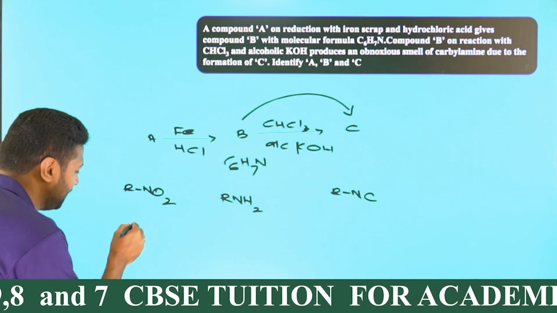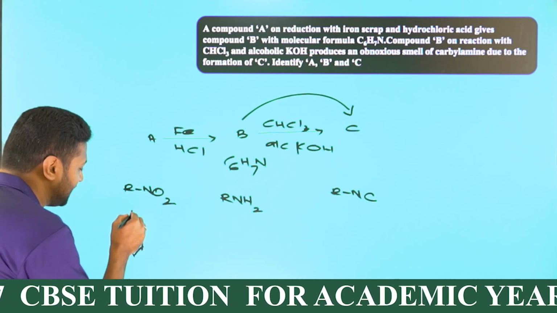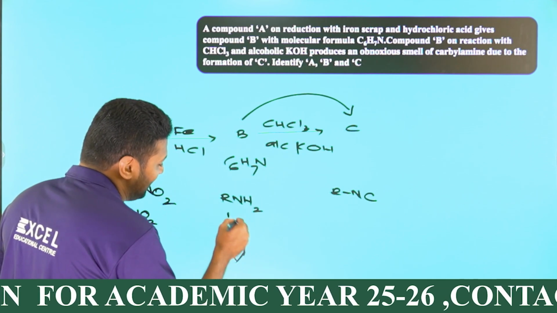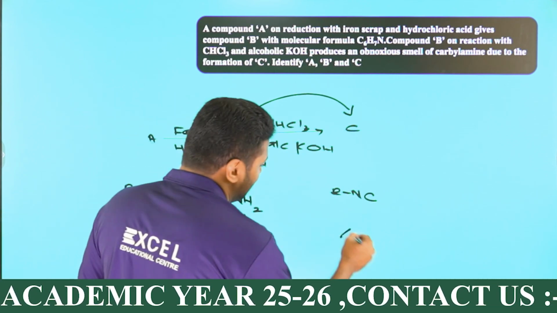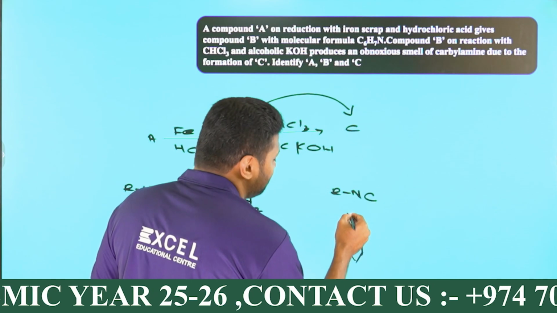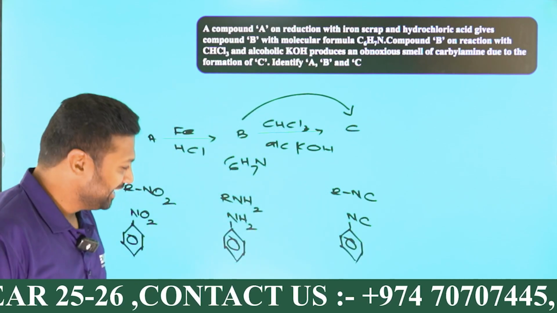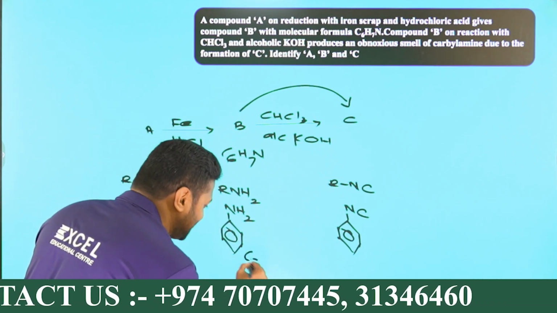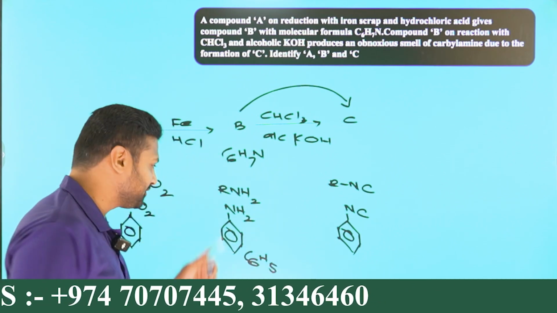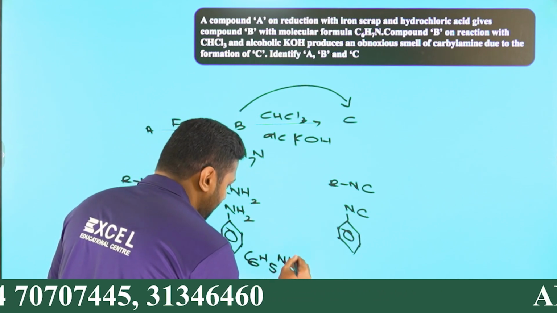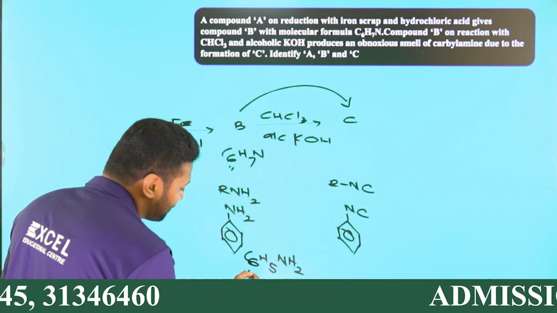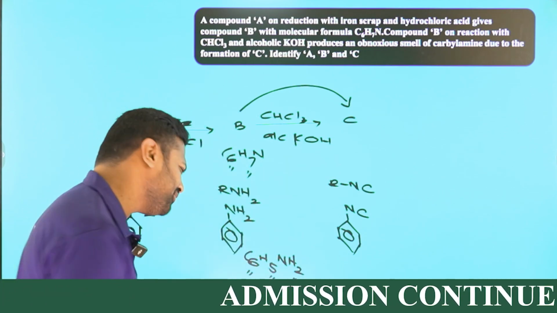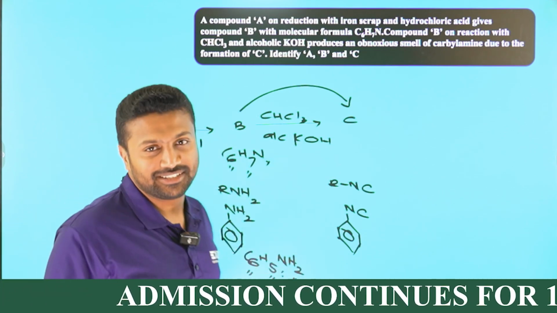So benzene ring with NO2 is called nitrobenzene. Benzene ring with NH2 is called aniline. Benzene ring with NC is called isocyanide. You can confirm the ring is correct by using the formula. Benzene ring is equivalent to C6H5, phenyl, connected to NH2. So number of carbon is 6, number of hydrogen is 5 plus 2, called 7. So the formula is okay, which means your answer is correct.